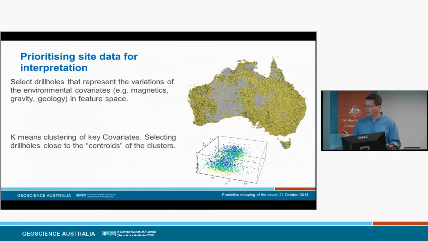One way of tackling this is that we compile our key covariates and run a k-means clustering algorithm over them. So we're looking at feature space, and within that we select drill holes which are close to the centroids of those clusters. So we're targeting drill hole information which is representative of the covariates that we're going to use to model or predict from those points. We might save a lot of time, so that's something we're looking at.